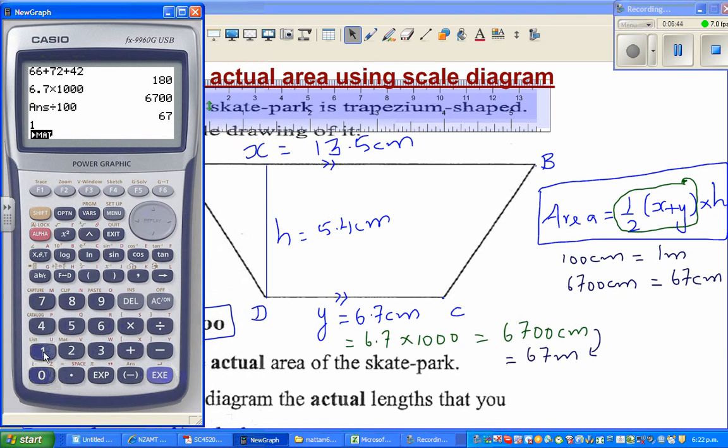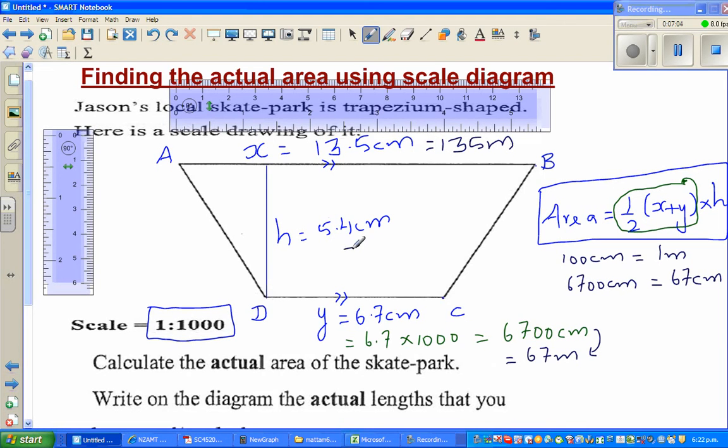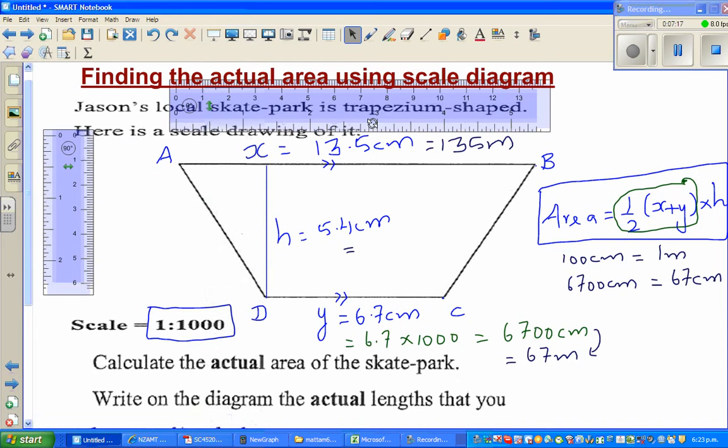Now the same thing, 13.5 times 1000 is 13,500 centimeters, and you divide by 100. That will give you 135 meters. And in the same way, 5.4 times 1000 is 5,400 centimeters. Divide by 100, and that changes into 54 meters. So this is the actual measurement, 54 meters.